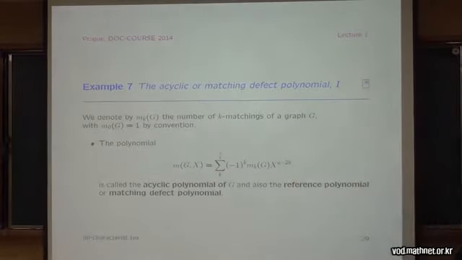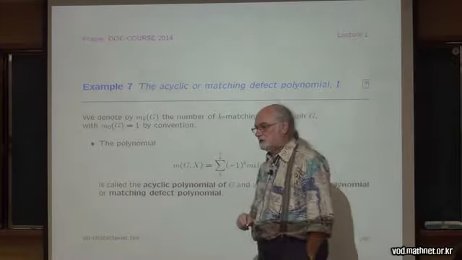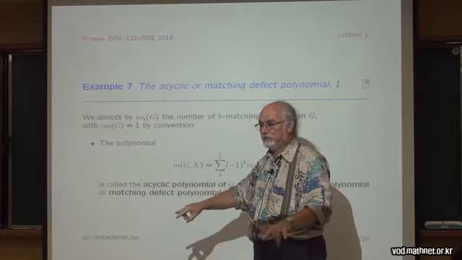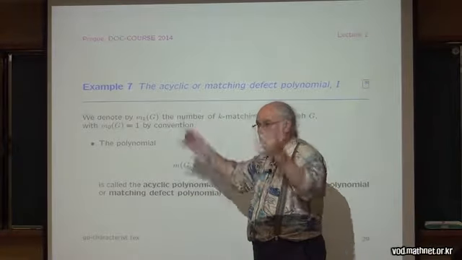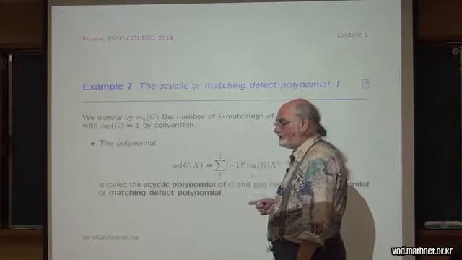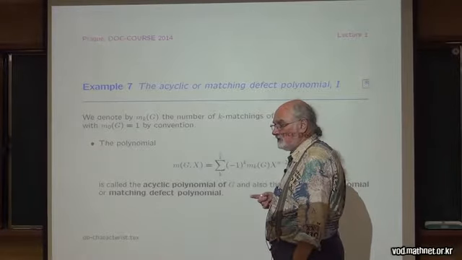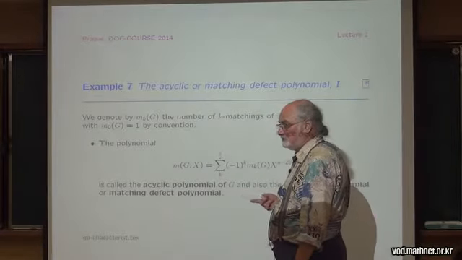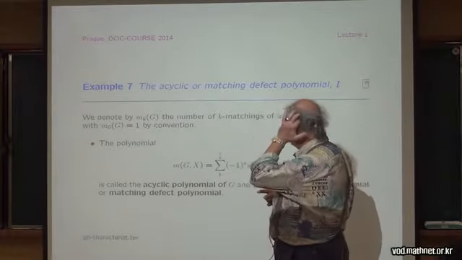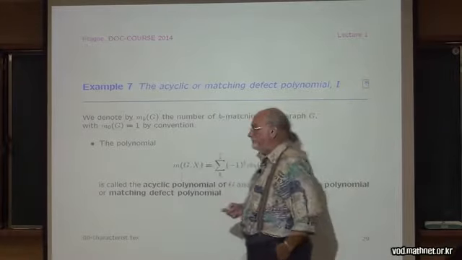Now what is a k-matching? A k-matching is a subset of k many independent edges. So a perfect matching is a matching where all the vertices are covered. And a k-matching is just any such k-matching. So the one-matchings are just the number of edges. Okay. So we denote by m_k the number of k-matchings.